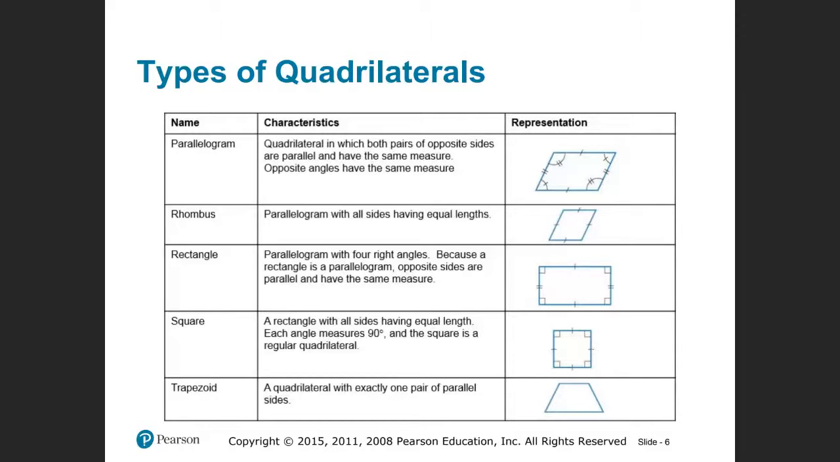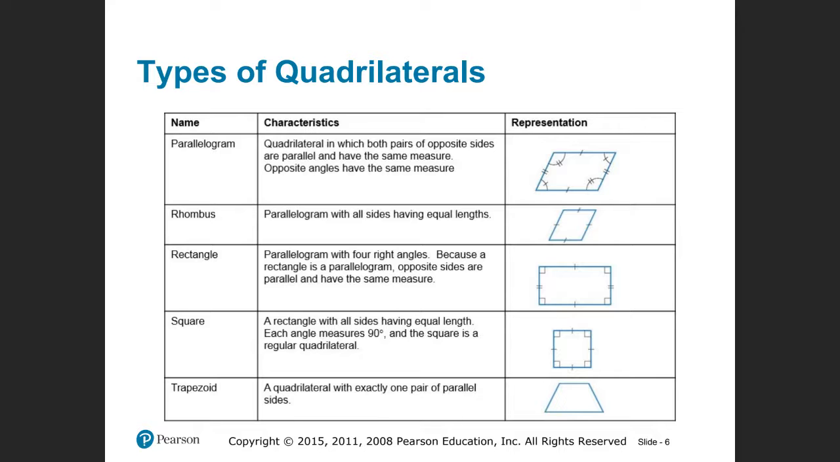This chart represents different types of quadrilaterals. Remember, quad means four, so these are polygons with four sides. A parallelogram is a quadrilateral where the opposite sides are equal and parallel. Opposite angles have the same measures, and you can see that in the representation on the right.